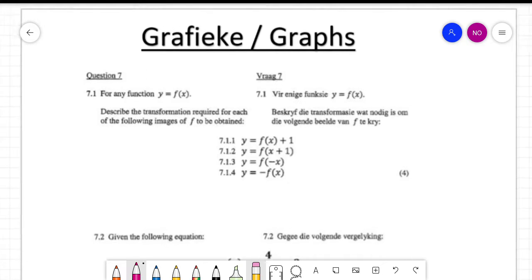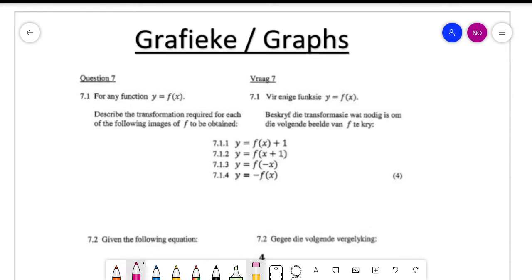Okay, so this first one, they say describe the transformation required for each of the following images of f to be obtained. This one is just you move the graph, move 1 unit up. Okay. But in the next one, it feels like it should be moving 1 unit to the right.